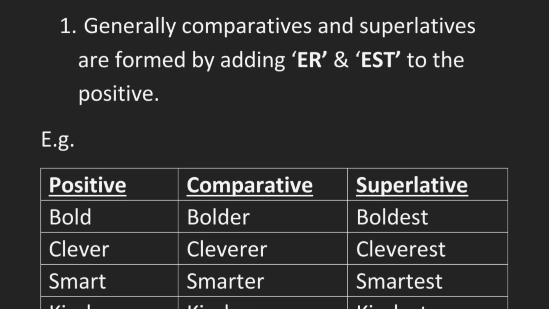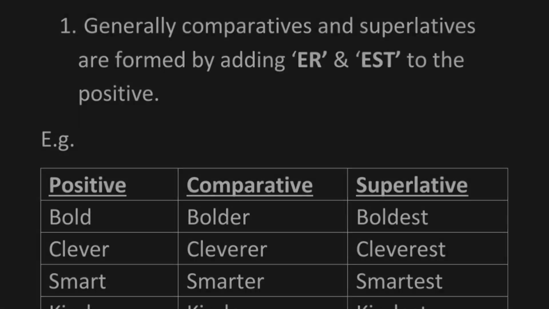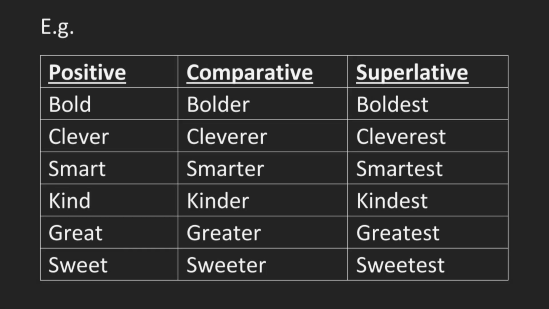Firstly, generally comparatives and superlatives are formed by adding er and est to the positive. That is the simplest form of degrees of comparison. So you can see the examples for positive, comparative and superlative. The examples are bold, bolder, boldest, clever, cleverer, cleverest, smart, smarter, smartest, kind, kinder, kindest, great, greater, greatest, and sweet, sweeter, sweetest. And there are many more examples for the same kind of words, right?